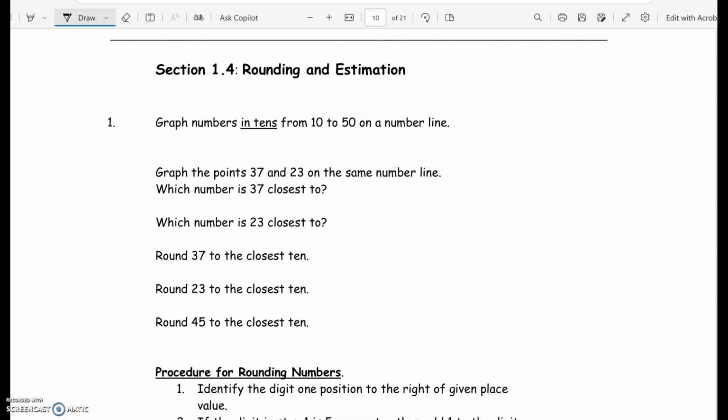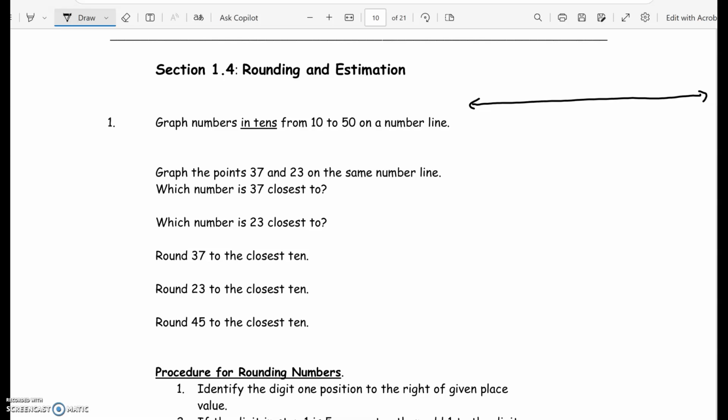Now in section 4.1, we're going to cover rounding and estimation. Now let's first try to understand what exactly rounding means. So we're going to think about what rounding to the tens place means.